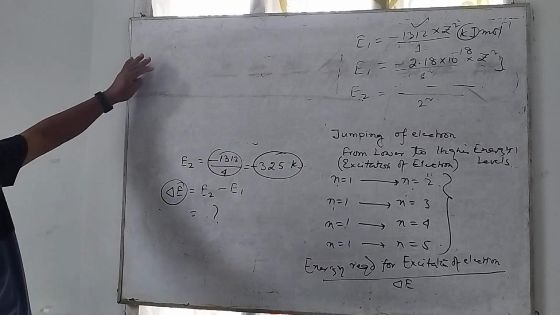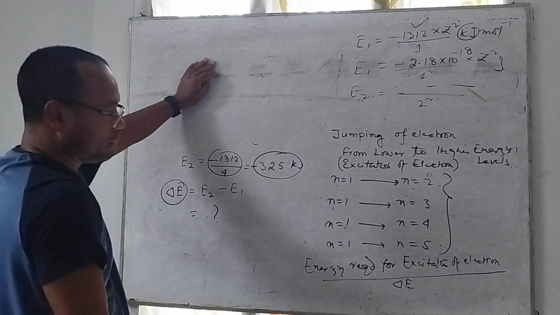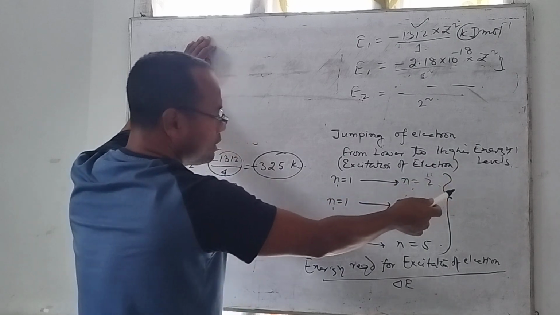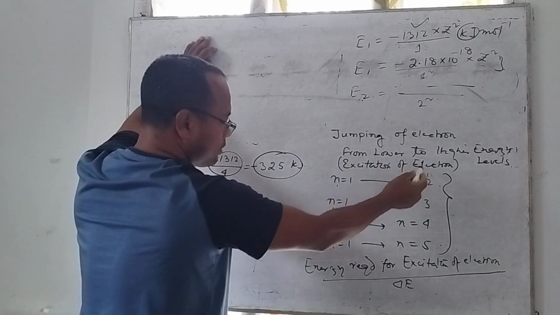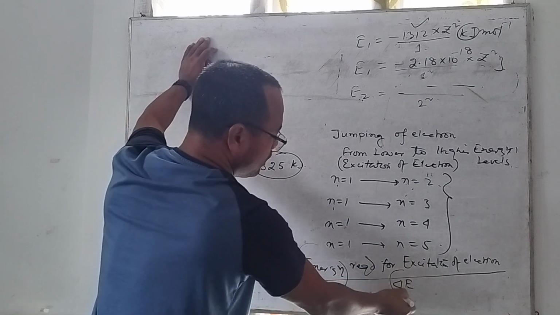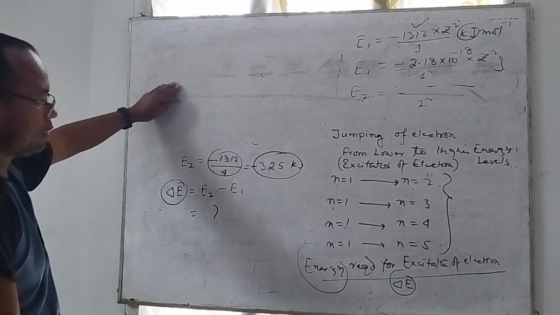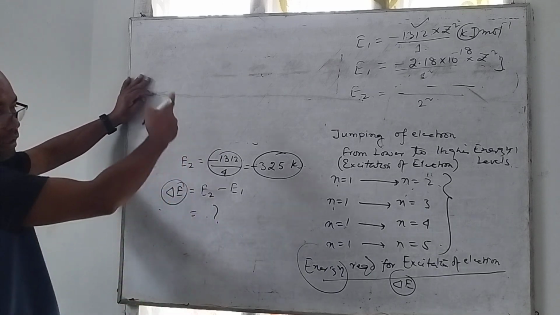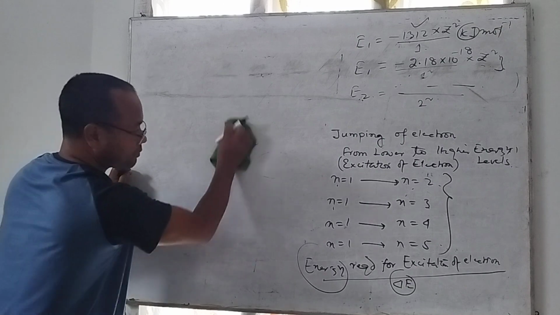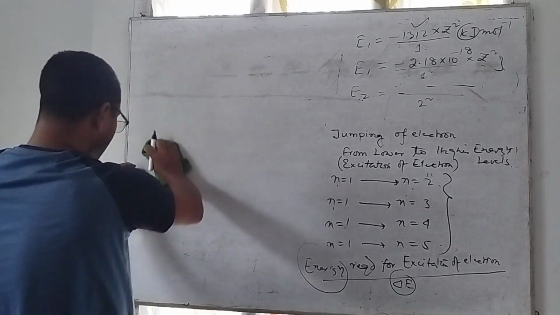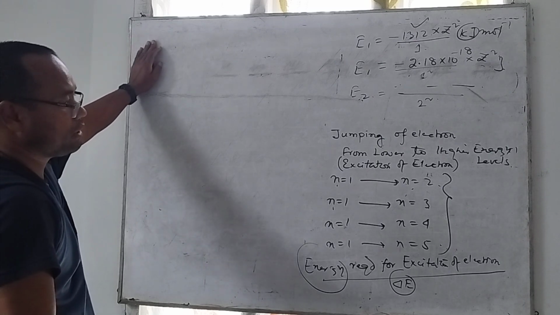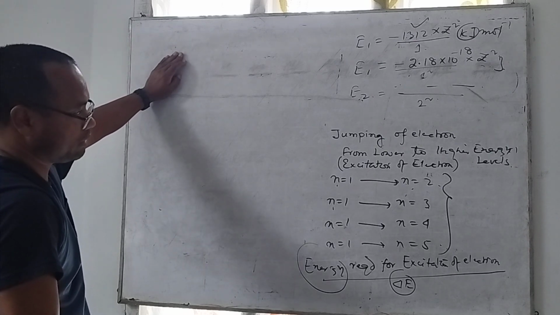Excitation of the electron means jumping of the electron from a lower energy level to a higher energy level. For that excitation, we can calculate how much energy is needed for the different excitations of the electrons. The formula is as I show you now here. The same excitation of the electrons in different species.